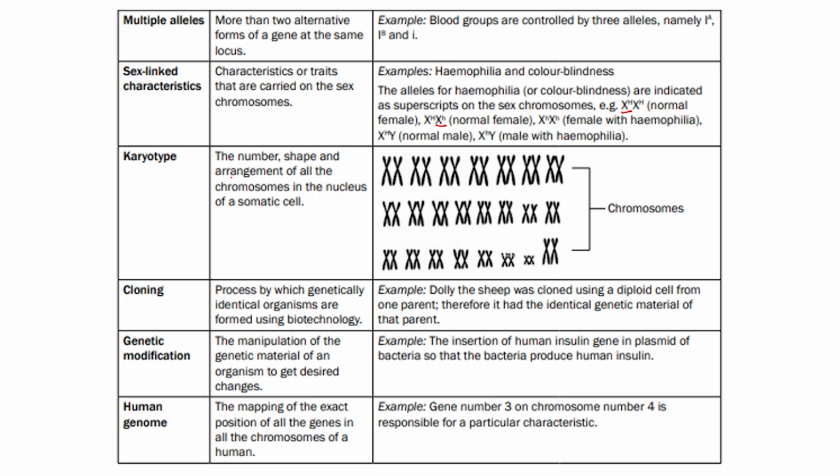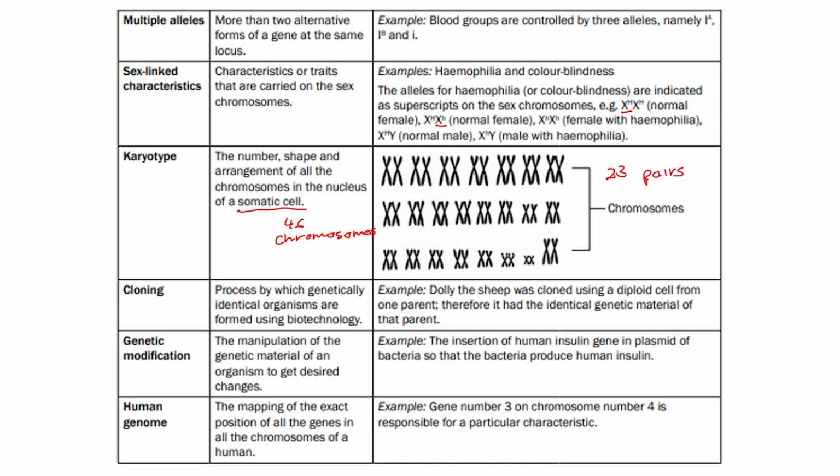A karyotype. Karyotype is the number, shape, and arrangement of all the chromosomes in the nucleus of a somatic cell. A somatic cell consists of 46 chromosomes and is not a sex cell. It is usually a body cell. This would be an example of a karyotype. All of these chromosomes, individually, there should be 23 pairs.